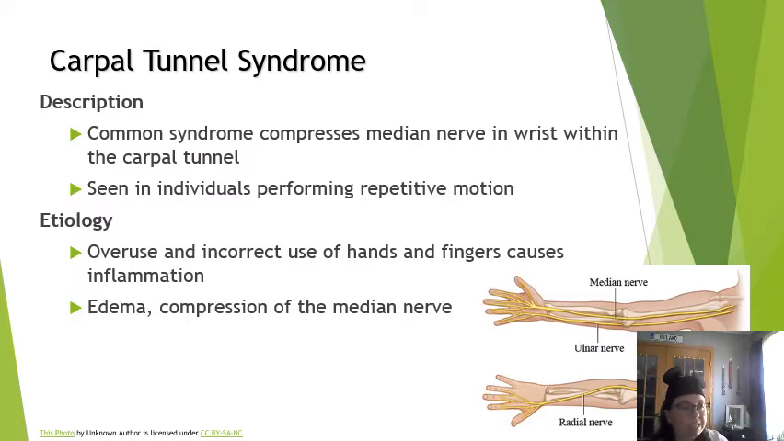It's seen in individuals performing repetitive motion like typing. The overuse and incorrect use of hands and fingers tend to be the main cause or main etiology. Edema can increase the compression of the median nerve. In this image, if you have your thumb pointing upward and palm out, the nerve runs straight under your thumb area. Not to be confused with the second image, which is the radial one that's on top. Because they are under your wrist, that nerve tends to get pinched and starts causing damage when you're in that continuous typing motion.